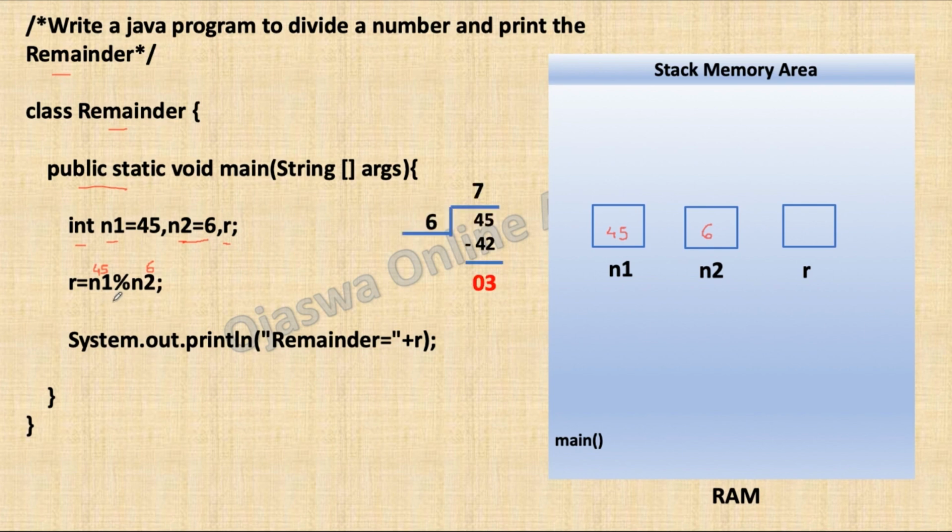So this modulo operator divides number 45 by 6 and gives you the remainder. This is simple division. 6 sevens are 42 and the remainder is 3. 3 will be stored in the memory space reserved for variable r.